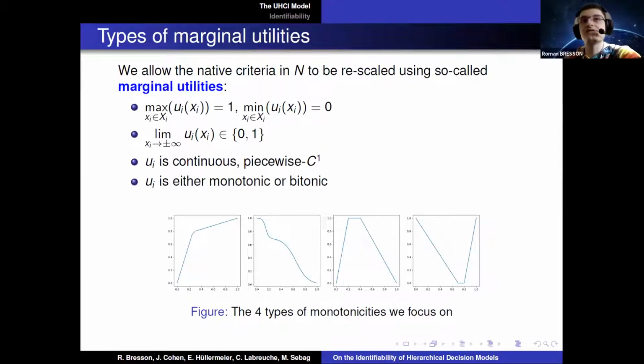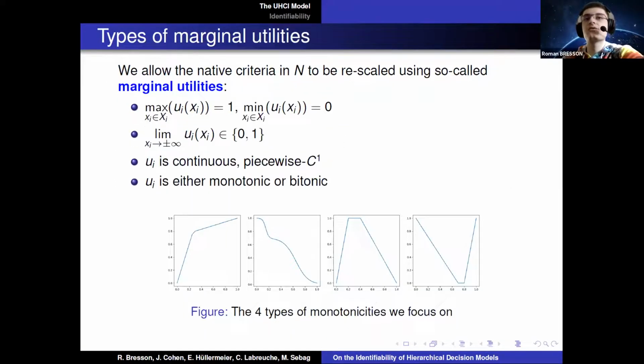And so how do we compute the satisfaction at attribute level, so criterion level? You do this using marginal utilities. Marginal utilities are a small one-dimensional rescaling, which will give to any attribute a satisfaction function. We restrict ourselves to a very constrained, and thus formally constrainable, type of marginal utilities. They will be piecewise C1, normalized between 0 and 1, and either monotonic or bitonic.